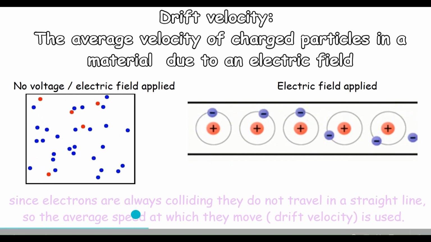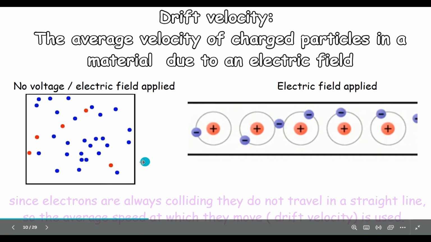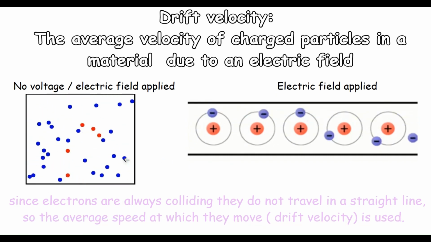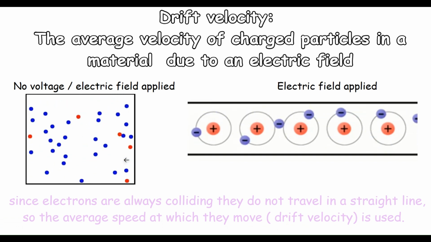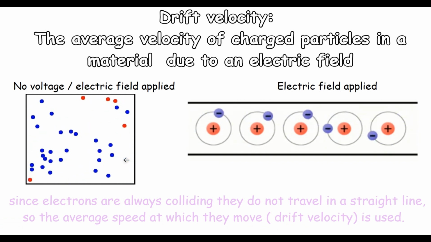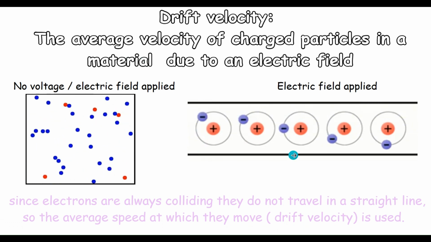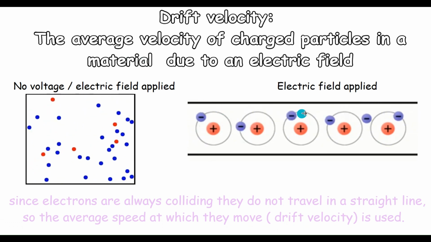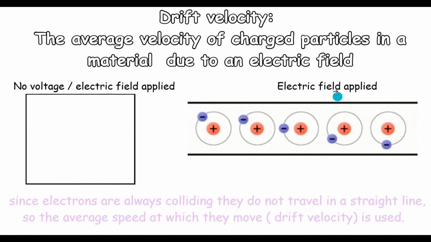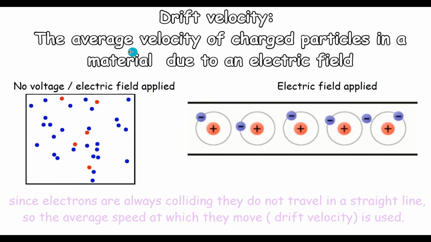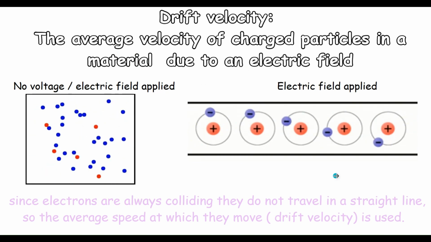Since the electrons are always colliding, they do not travel in a straight line, so the average speed at which they're moving is referred to as the drift velocity. Because, as we said, it's really hard to find how fast this one's going if that one's going and colliding into something. So the drift velocity is the average velocity of the charged particles.